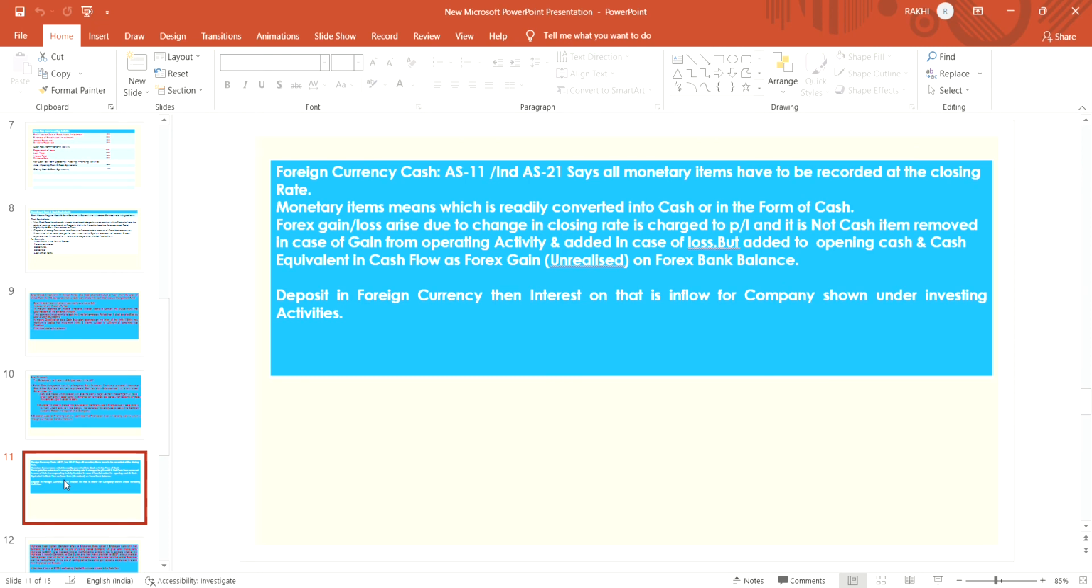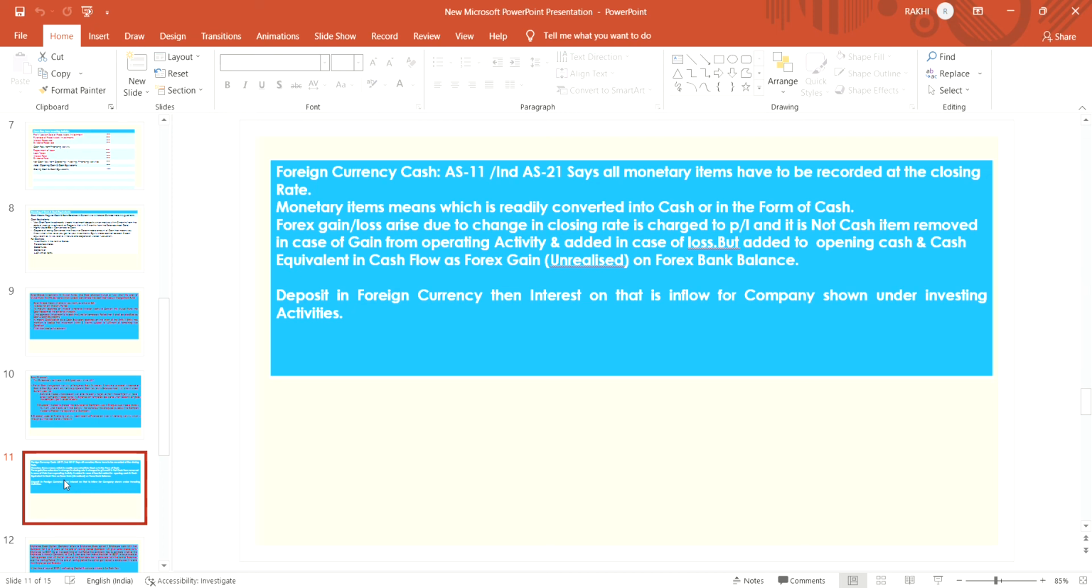Now, foreign currency cash. If the company has any bank balance in foreign currency, or any amount of cash present in dollar, that is also cash for the company, but in dollar, pound or any other currency, that we will convert at the closing rate as per AS 11 and Ind AS 21. What AS 11 and 21 say: all monetary items which are in foreign currency have to be recorded at the closing foreign currency rate. Monetary item means which is readily convertible into cash or in the form of cash.